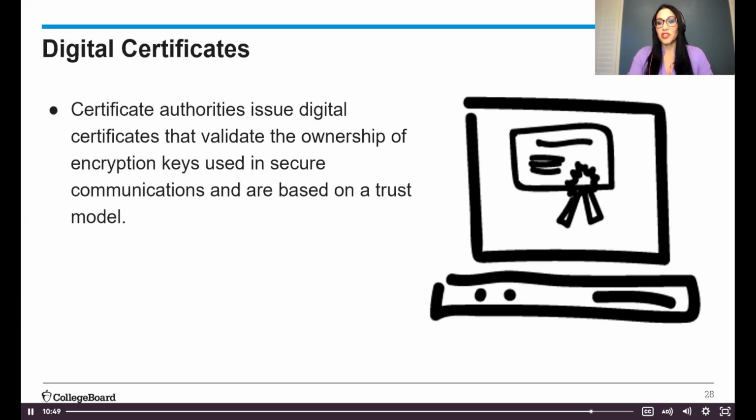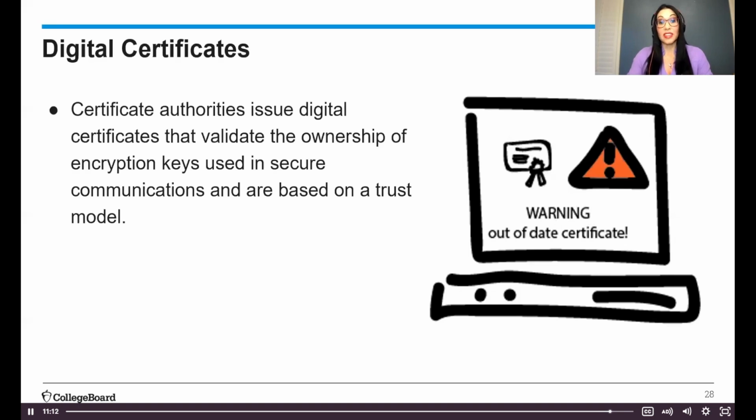Now, in order to ensure that the right parties own the correct encryption keys, digital certificates are issued to validate ownership of those keys. These certificates are linked to the places where data is stored or transmitted, like a website, and can typically be viewed in a web browser. Now, if a web browser detects that a certificate is out of date or invalid, you'll get a warning that the website might not be safe to visit.